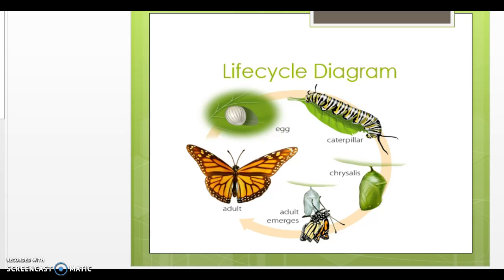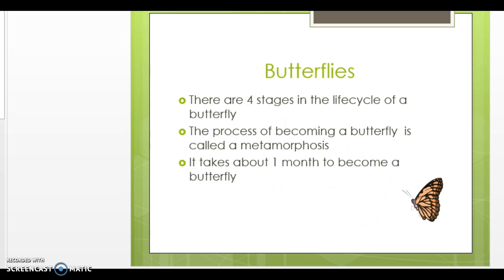This diagram shows the entire life cycle of a butterfly, starting from the egg, then into the caterpillar, the chrysalis, and then when the adult butterfly emerges from the chrysalis and flies away. So there are 4 stages in the life cycle of a butterfly. The process of becoming a butterfly is called a metamorphosis, which also means change. It takes about 1 month to become a butterfly.